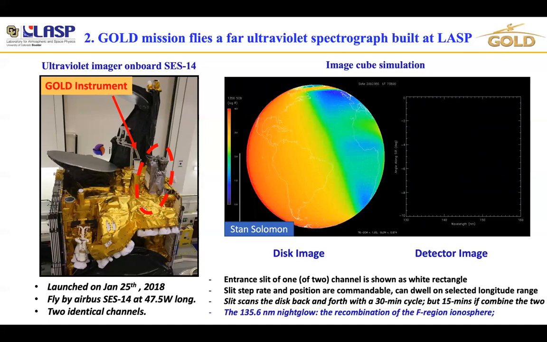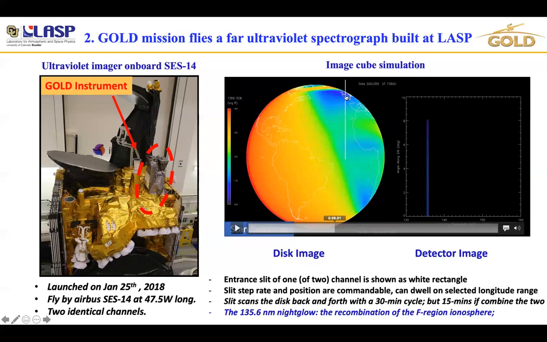Accomplishing such a global scan typically takes 30 minutes by one channel, but if we use 2 channels to scan the disk simultaneously, the cadence can go down to 15 minutes immediately. On the night side, the 1356 emission is mainly from the recombination of the F region ionosphere, and it's a very good proxy of the electron density in the F region. It's also the data product we have used for this small piece of work.